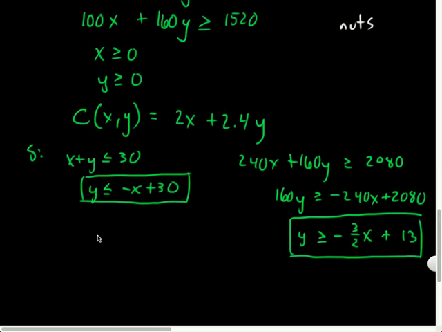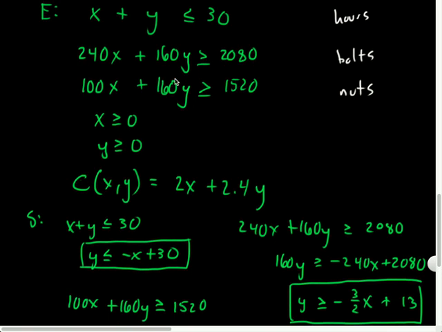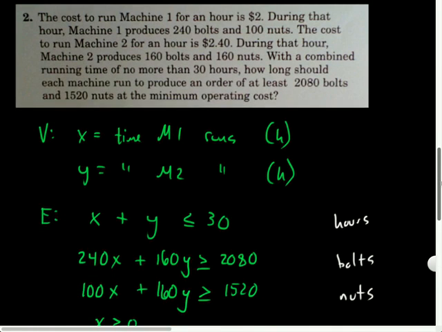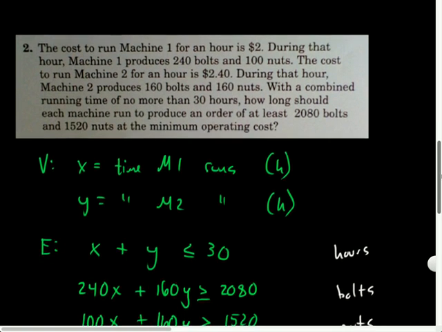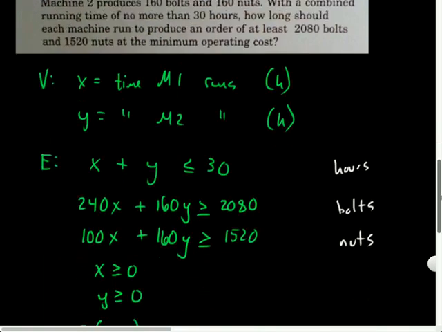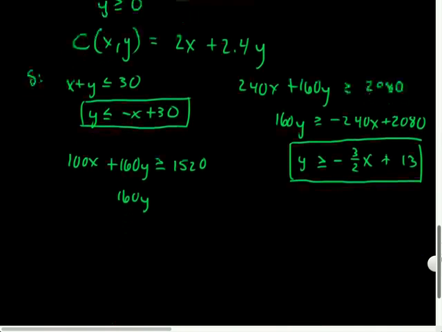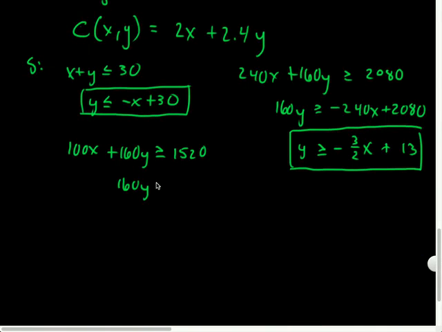And then I've got 100x plus 160y is greater than or equal to 1520. So 160y, wait, did both of those? Okay, both of them produced. I didn't mix up my 160s there, did I? Okay, all right. I just wanted to make sure I threw those in the right spots. I did. Okay. Whew, I was worried. Is greater than or equal to negative 100x plus 1520.